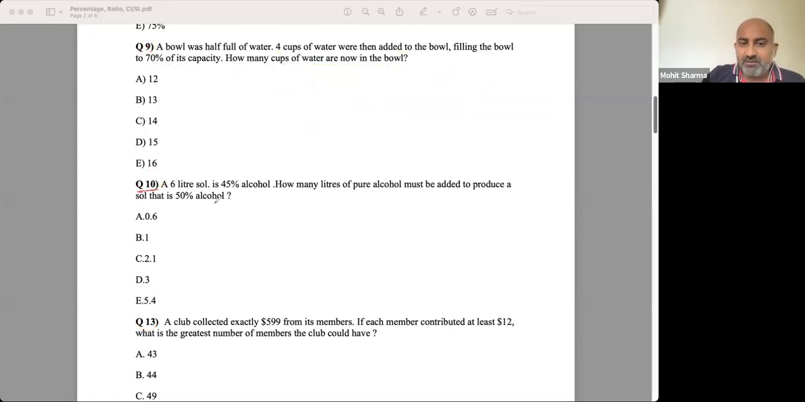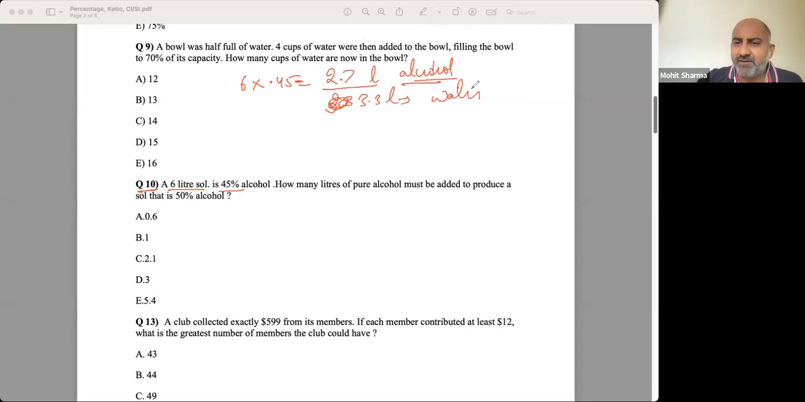Let's see the 10th. The 10th is a good question. A 6-liter solution is 45% alcohol. So 6 into 0.45, we have 2.7 liters of alcohol in that. So if 2.7 liters is alcohol, 3.3 liters would be, let's say, water. Whatever the other thing is.